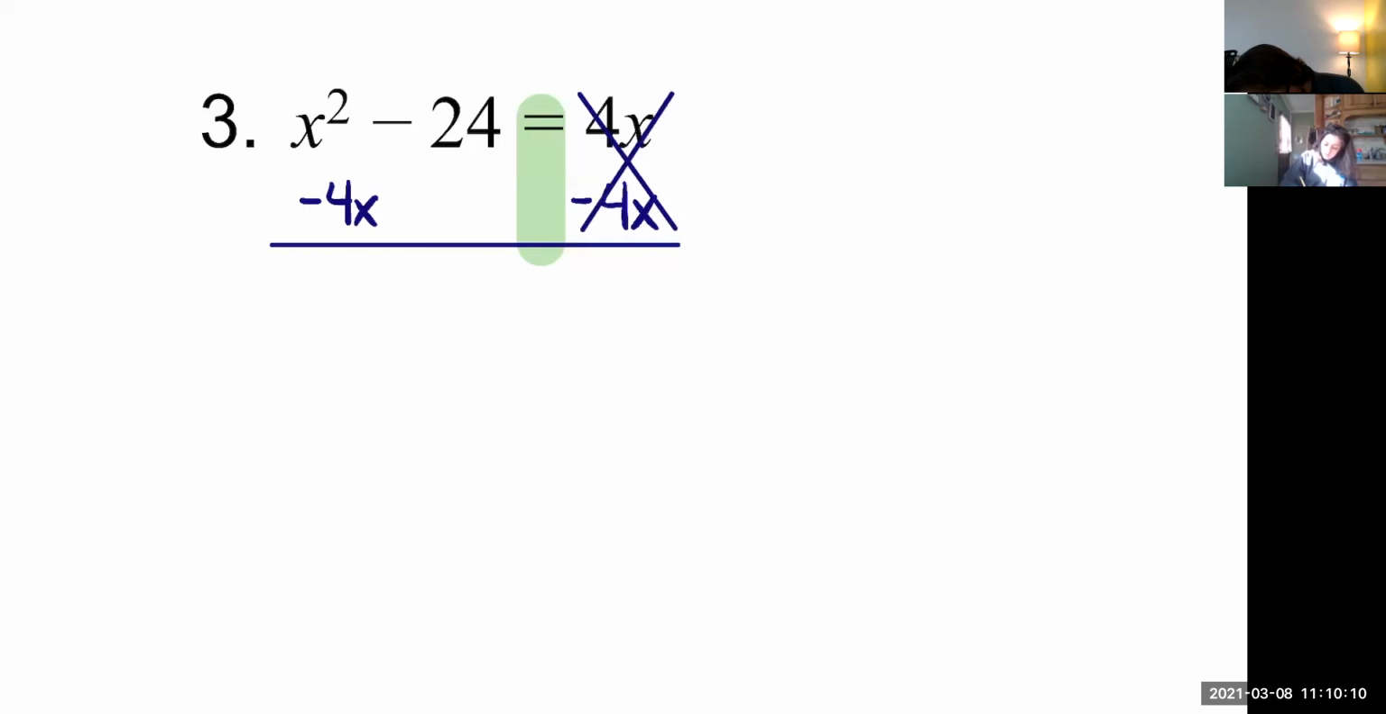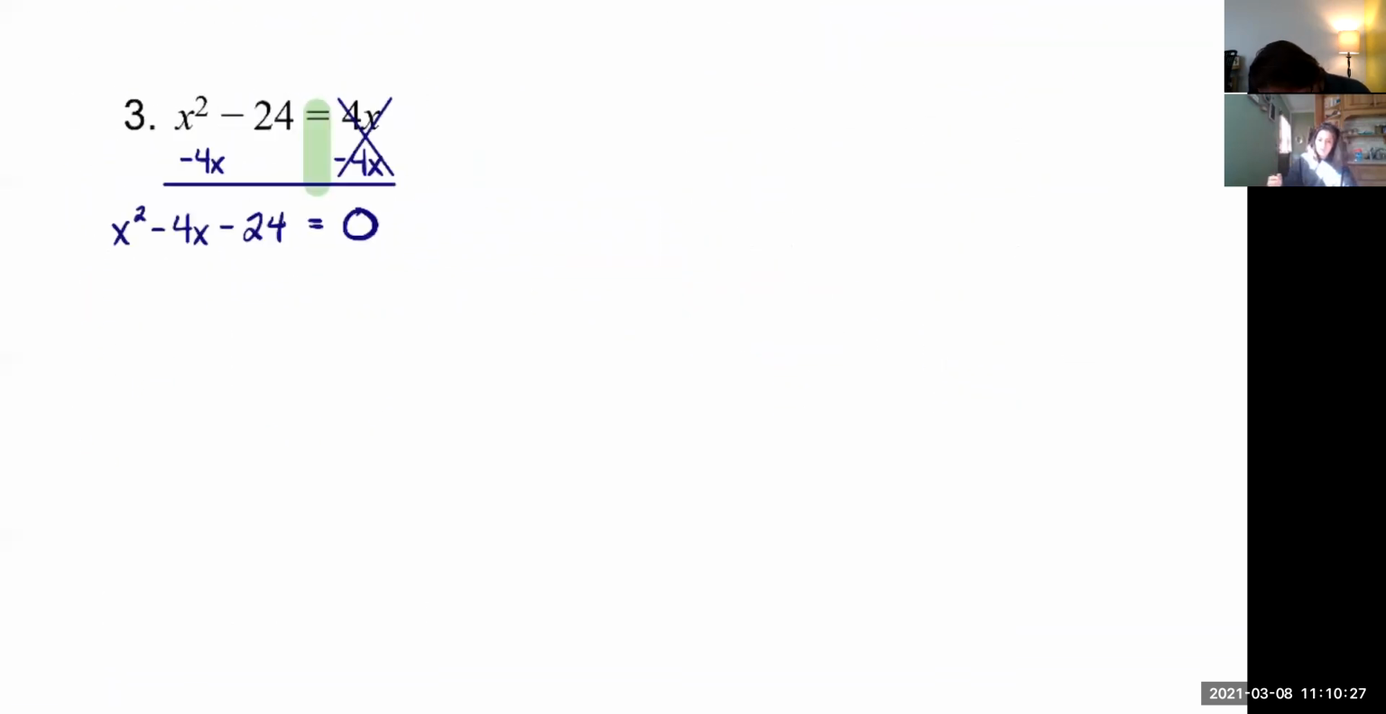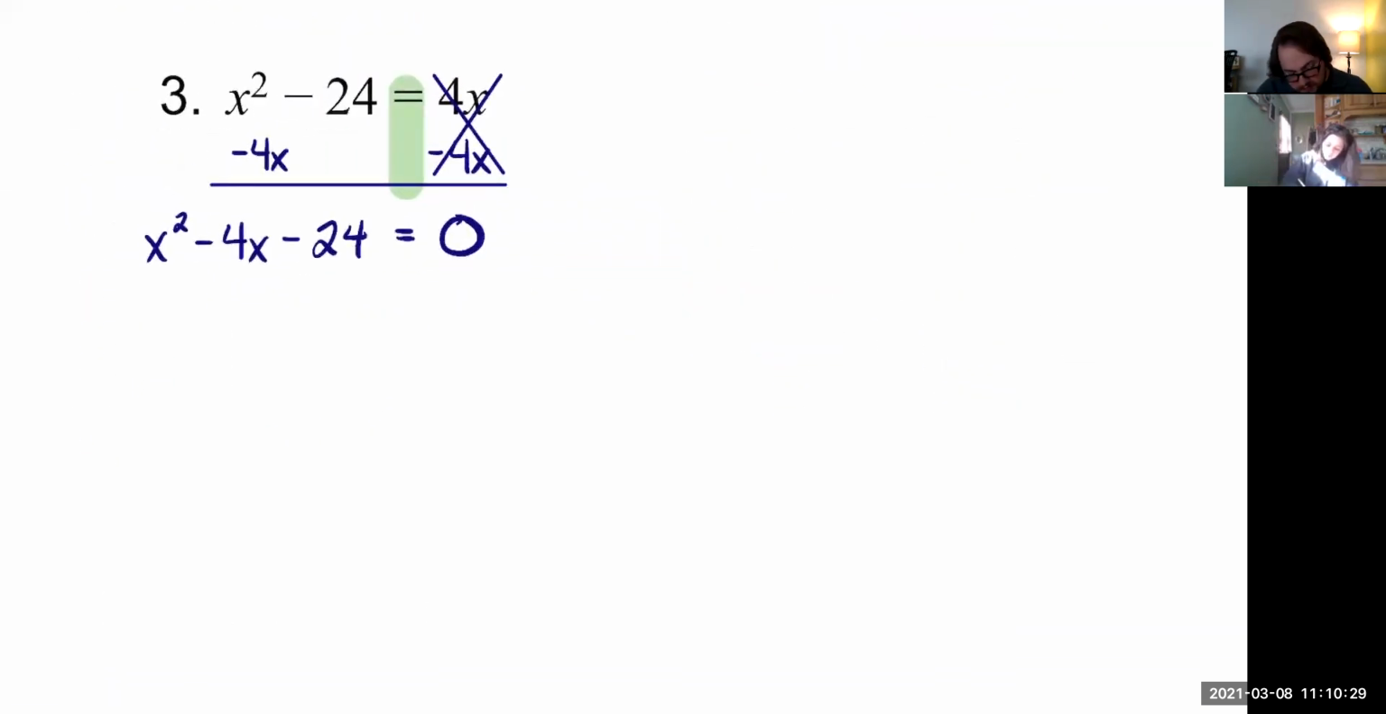It's gone from the right. That's what I also wanted to happen. But I should then be able to write this as x squared minus 4x minus 24 is equal to 0. I don't think I give myself as much space on this one. Let me see. Yep. We'll work with it.